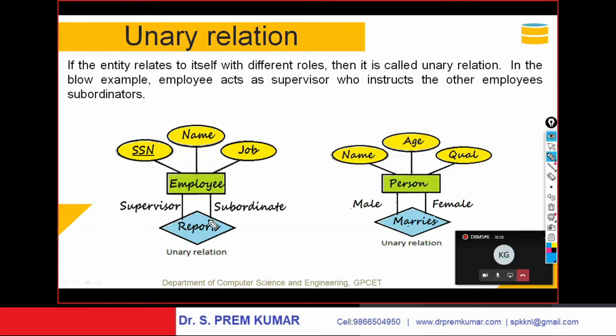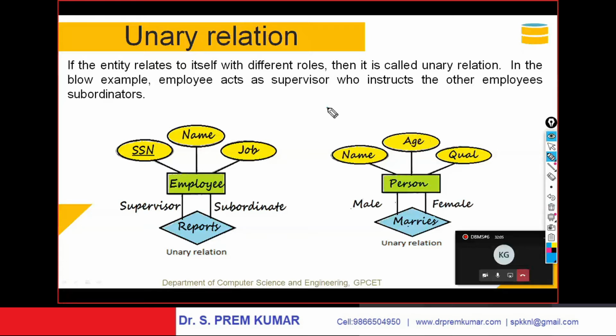The subordinate is reporting to the supervisor. This employee, that is the subordinate, is reporting to another employee who is nothing but a supervisor. Supervisor is also an employee. Subordinate is also an employee. So here there is only one entity set. This is called a unary relation.